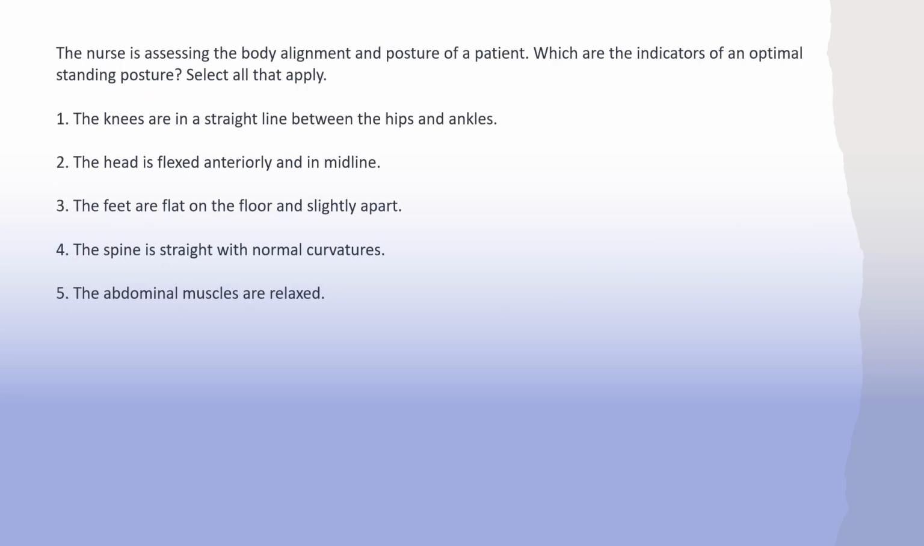The nurse is assessing the body alignment and posture of a patient. Which are the indicators of an optimal standing posture? Select all that apply. 1. The knees are in a straight line between the hips and ankles. 2. The head is flexed anteriorly and in midline. 3. The feet are flat on the floor and slightly apart. 4. The spine is straight with normal curvatures. 5. The abdominal muscles are relaxed.